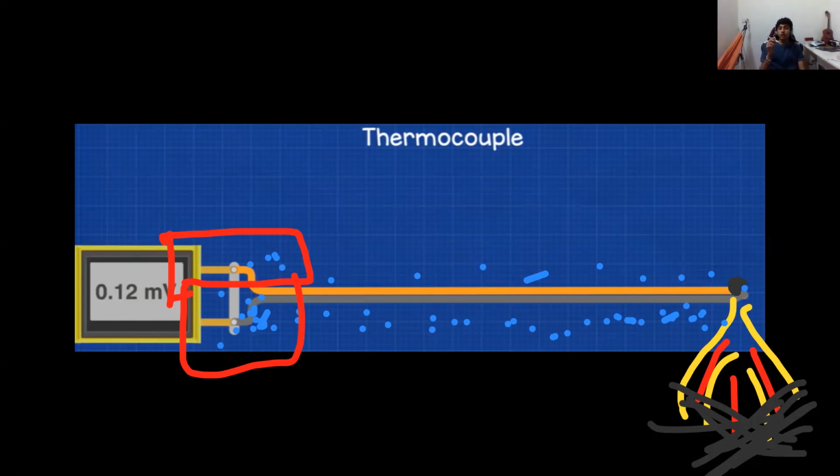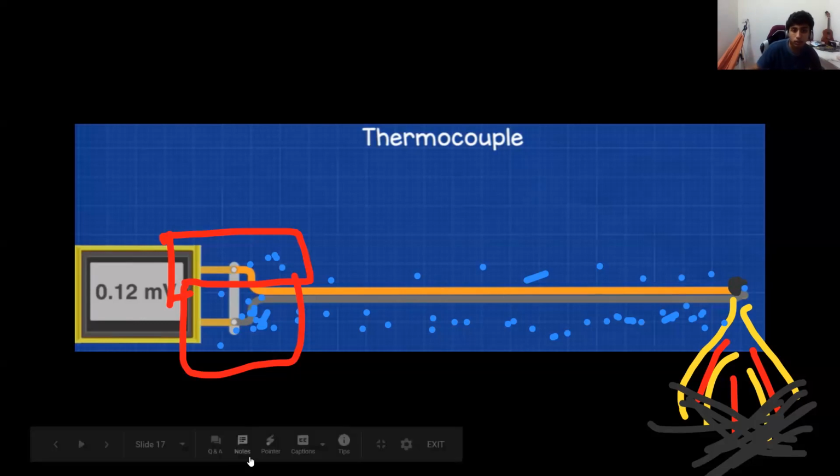Anyways, the junction becomes a battery, and if it becomes a battery we can measure the battery's voltage. So we measure the amount of voltage in our battery, and that tells us the temperature. If the heat was more, then more electrons would have flowed, and if the heat is less, then fewer electrons would have flowed. And we calculate that difference for different temperatures.